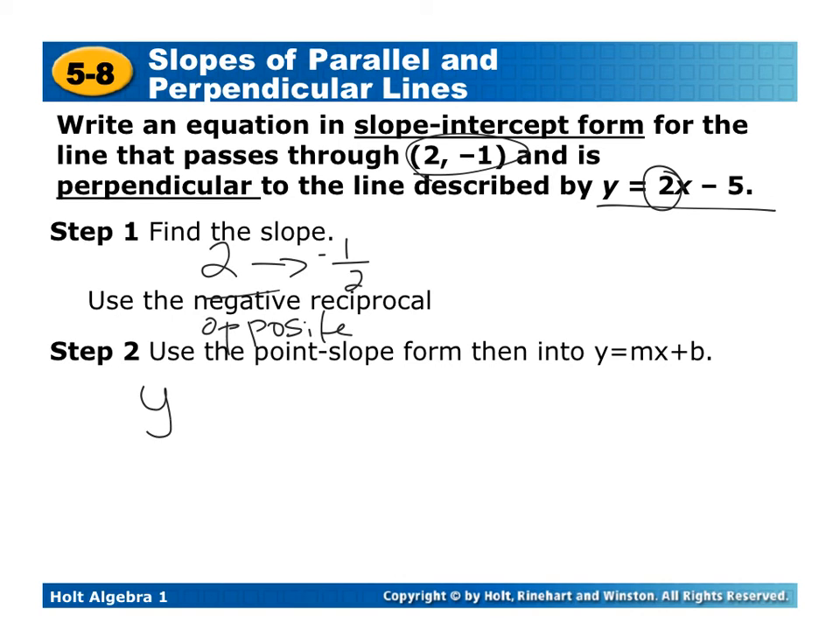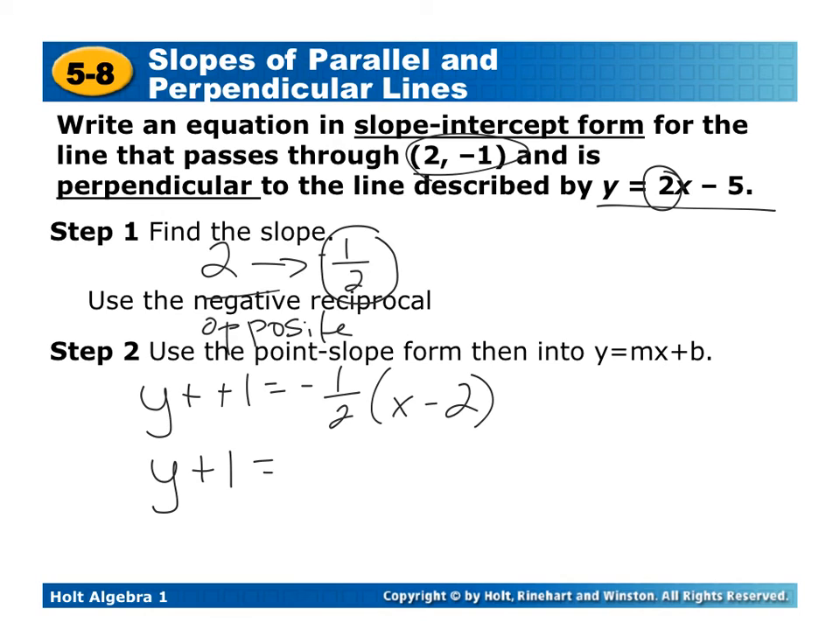So y minus -1 is equal to our slope of our perpendicular line, which is negative 1/2 times x minus 2. This becomes y plus 1. Distribute, negative 1/2 x. Half of 2 is 1. Negative times a negative is a positive, 1. I'm going to go ahead and subtract 1. So in this case, our equation is just y equals negative 1/2 x.